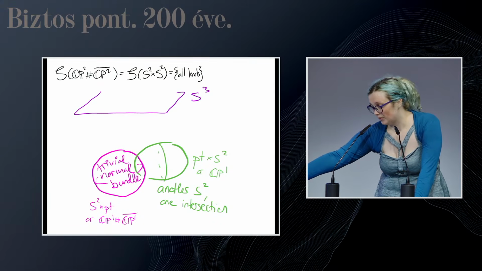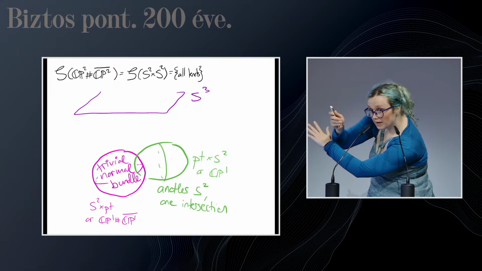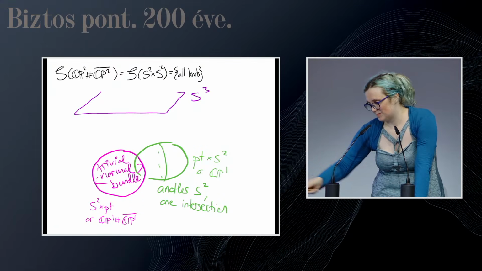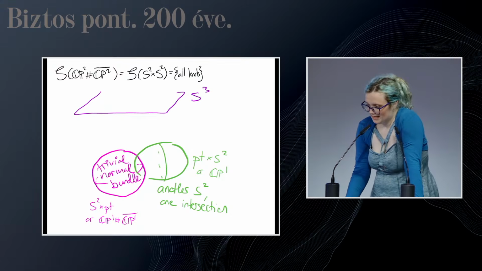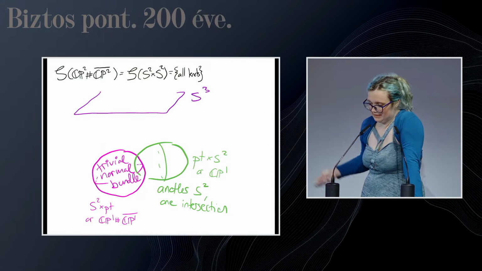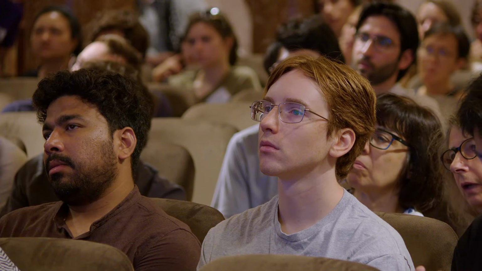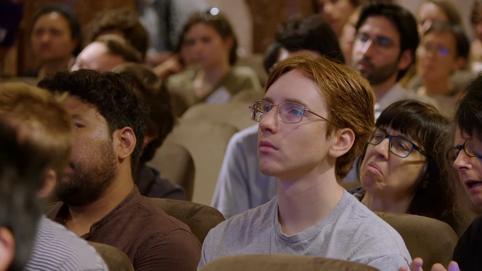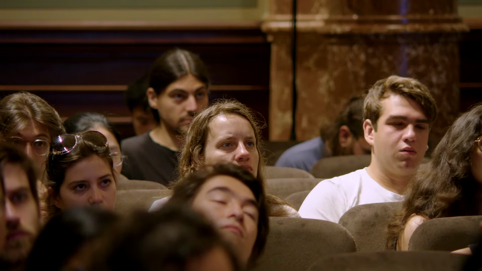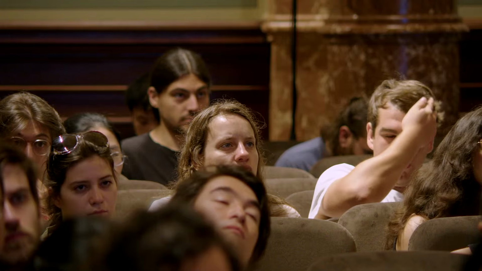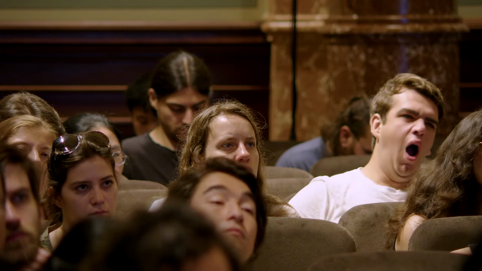So that could be point cross S2, so it's like the two factors in S2 cross S2, or it could be CP1. And the reason this is interesting is that if I take a knot in the boundary, it bounds an immersed disk, because I could just unknot the knot and trace out some homotopy to the unknot, so I get this immersed disk up at the top.